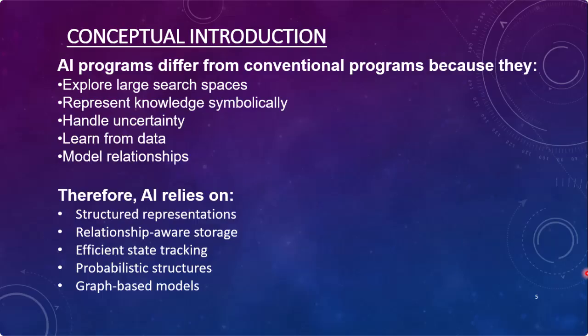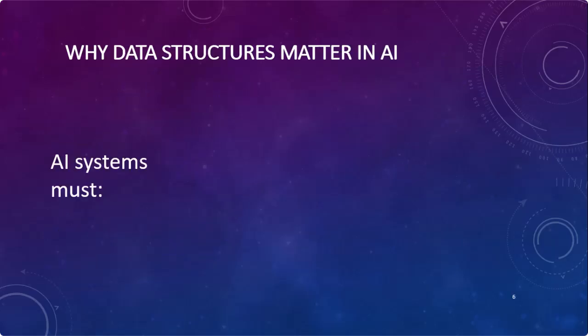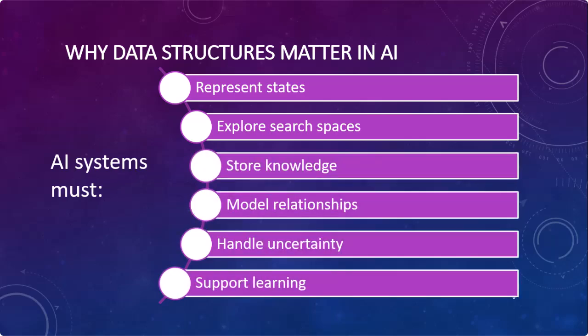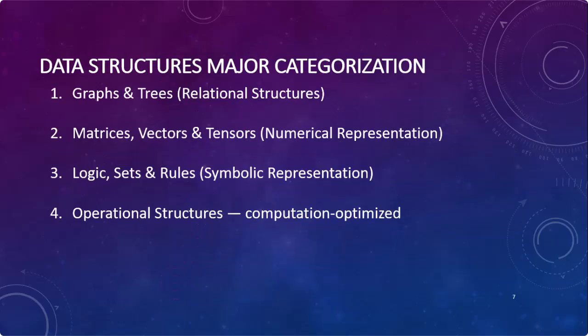So, data structures matter because they allow AI to represent states, that is where we are now, and explore search spaces, that is where we could go, and also to store knowledge and support learning. Without these, the AI would be blind and forgetful. So let's categorize our tools into four buckets. We have graphs and trees for relationships. We have matrices, vectors, and tensors for numbers and math. We have logic, sets, and rules for symbolic thinking. And we have operational structures to make everything run fast.